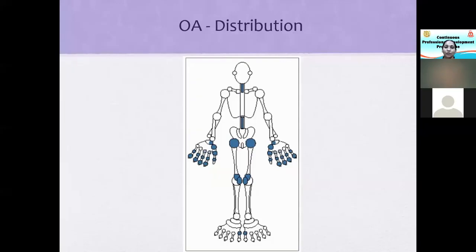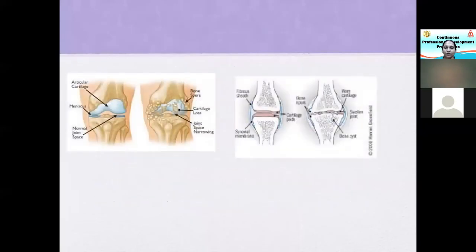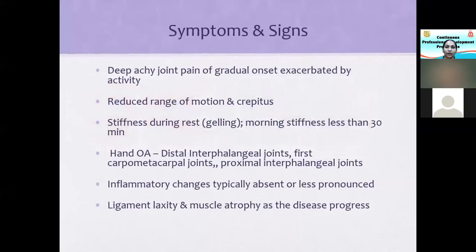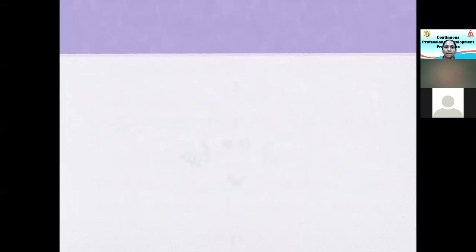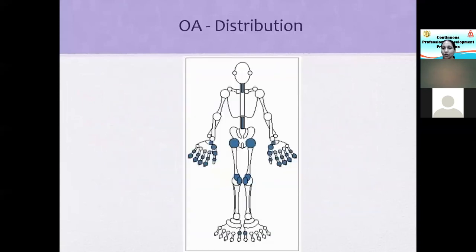Hands are also commonly affected by osteoarthritis, and you see here the distal interphalangeal joints, the first metacarpophalangeal joint, and the first carpometacarpal joints are more commonly affected.